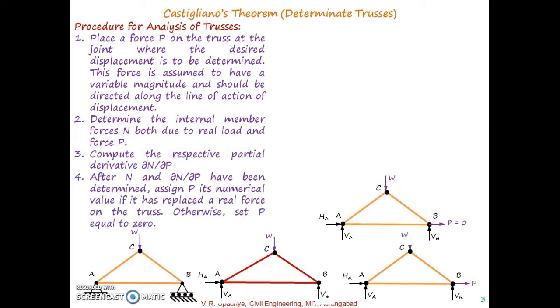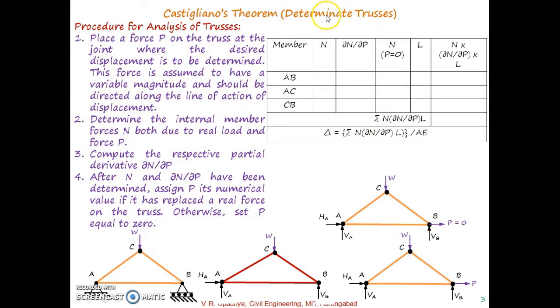So after N and del N by del P have been determined, assign P its numerical value if it has replaced a real force on the truss. So at that particular position, if a real force is existing, then instead of P we will be substituting that externally applied real force, or otherwise we will be setting P equal to 0.